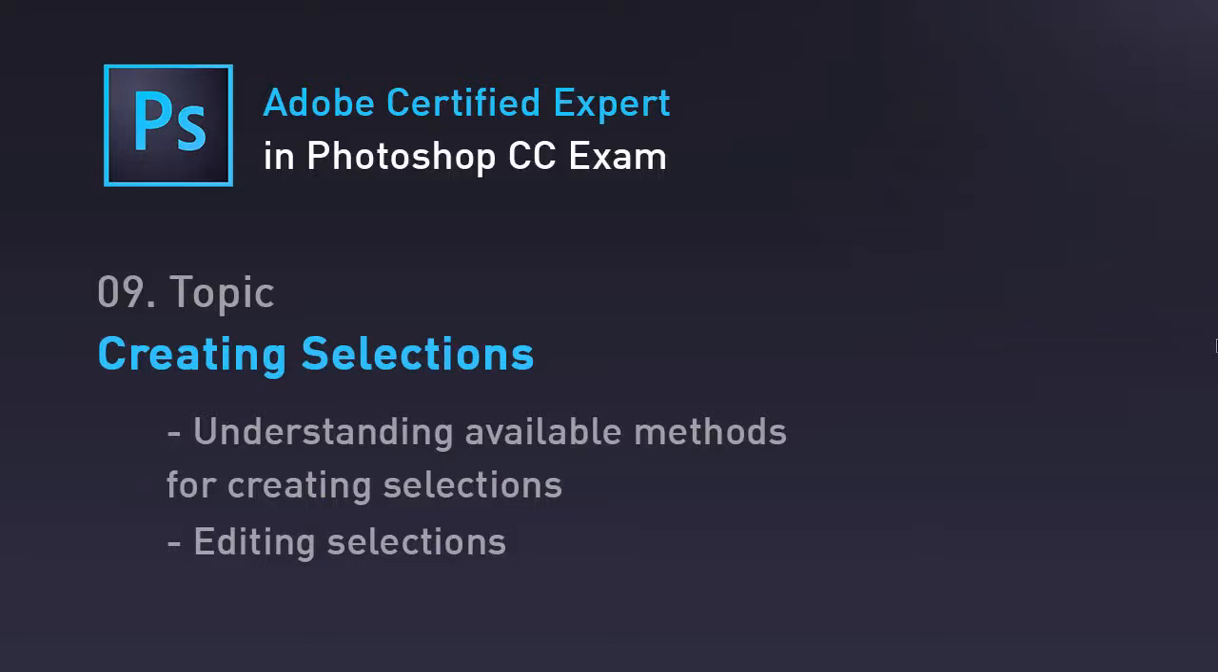The 9th topic of the exam is about creating selections. Here you have to know how to work with selection tools, and then also more advanced selection techniques like color range and refine edge. And you also have to know how to edit your selections. So in this first video, I'm going to give you an overview of the whole topic, and then in the following videos, we will explore each of the tools and techniques in more detail.